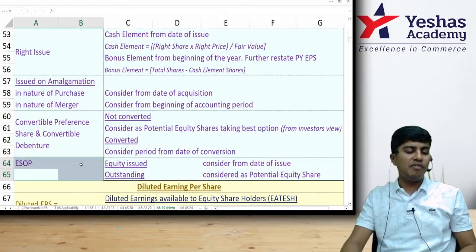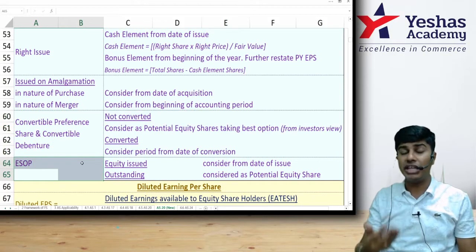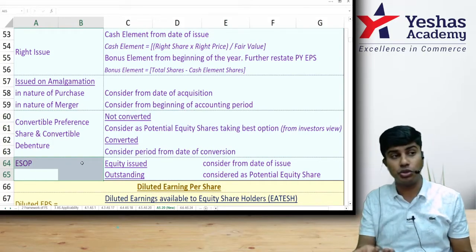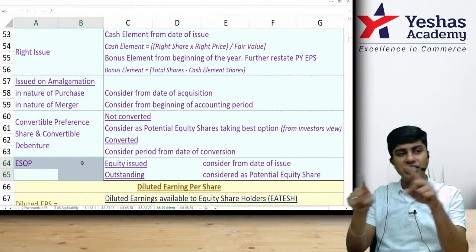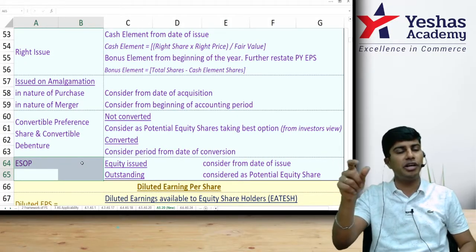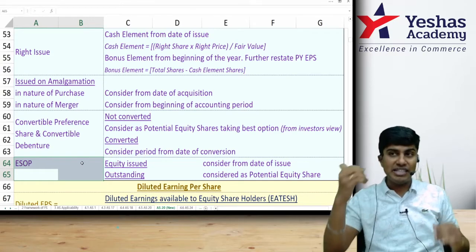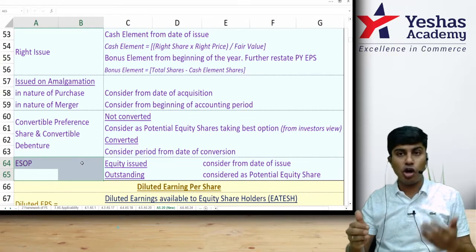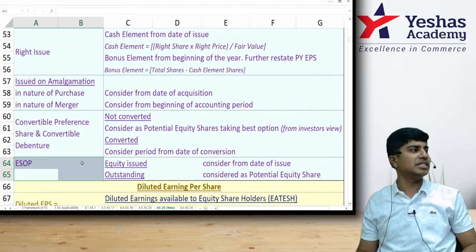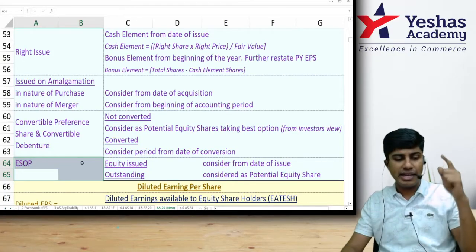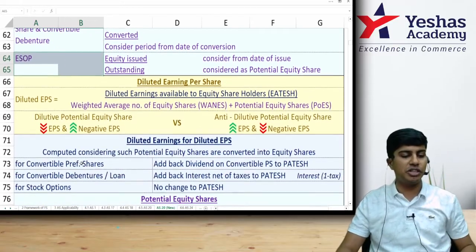Then ESOP. If there are employee stock options outstanding against which shares are not issued, they are potential shares. There also we take cash element and bonus element, and the non-cash element will be taken in potential shares. Once it is issued, the employee stock options are exercised and they become shares. Then it will be taken for basic EPS. Got it? Then let's discuss diluted earnings per share.